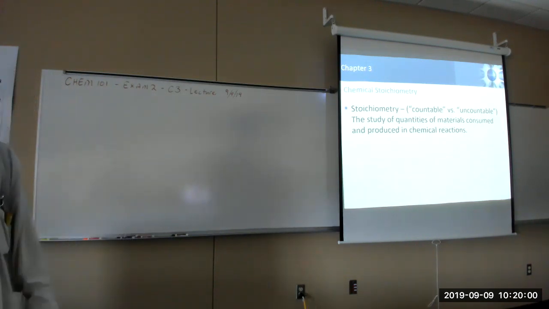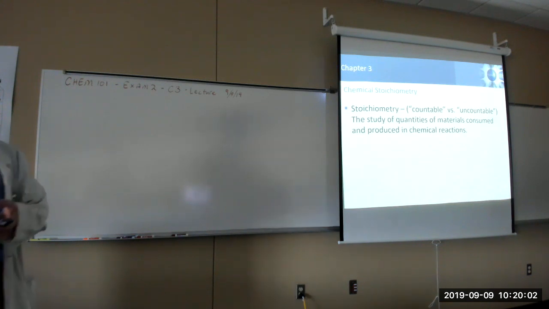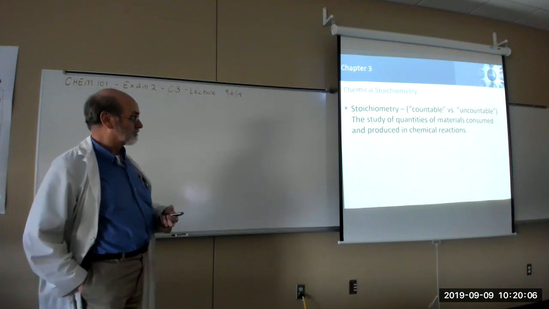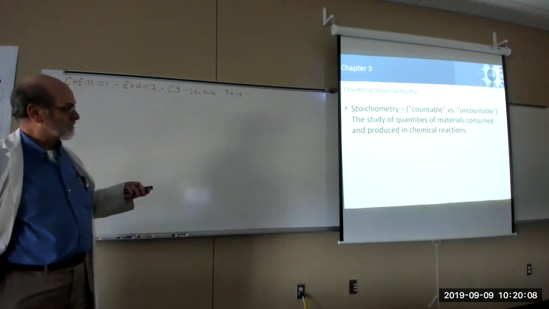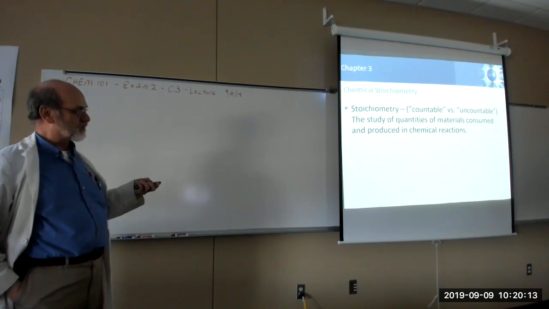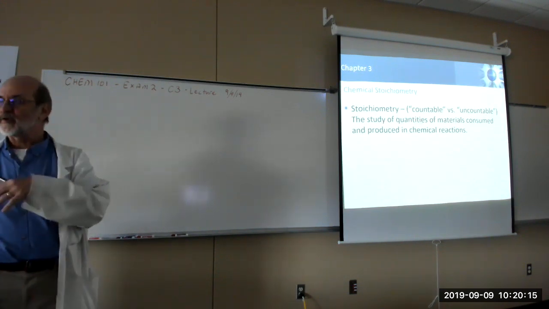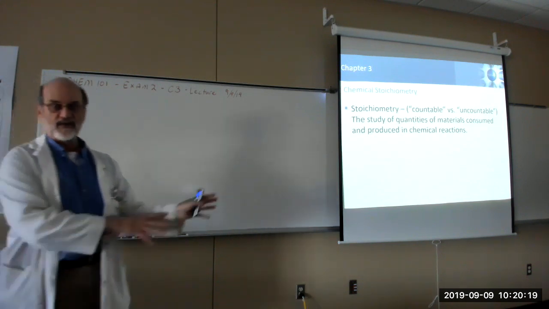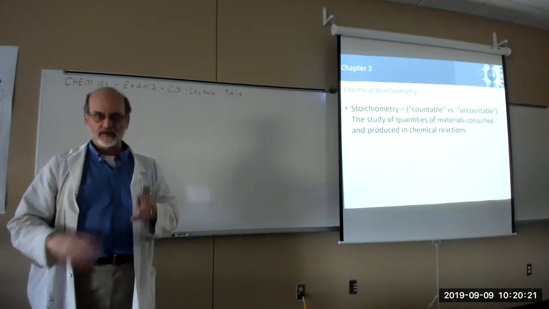Like the reaction turned blue. That doesn't work in stoichiometry. You've got to have a number associated with it. And that's why the classical definition is the study of quantities of materials consumed and produced in chemical reactions. So you're keeping track of what goes into the reaction and what comes out. That's stoichiometry.